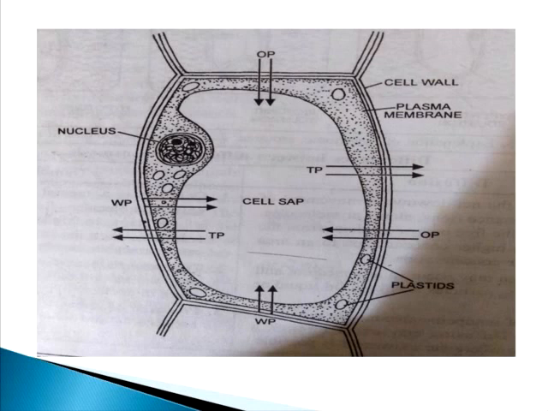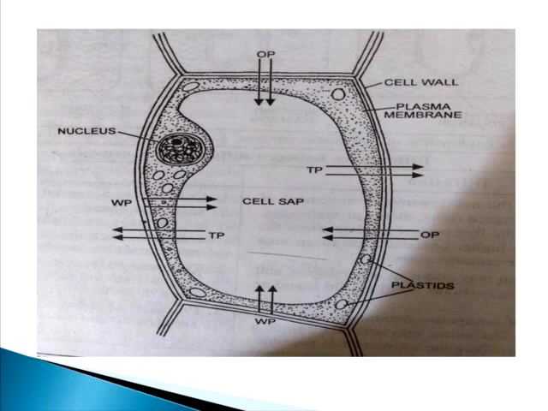Cell wall, plasma membrane, and you can see the nucleus and the vacuole filled with the cell sap. The cell with the cell sap is turgid and exerting certain pressure on the cell wall. This outward pressure is known as TP, that is turgor pressure. What is it called? Turgor pressure.